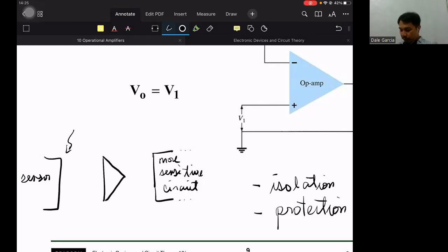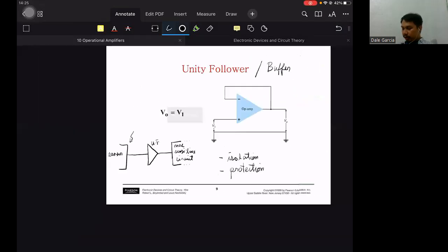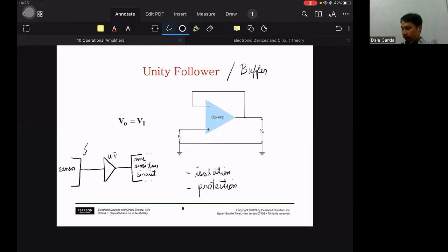We place a unity follower or buffer. So in case the sensor outputs a destructive signal, only the unity follower gets destroyed, not the more sensitive circuit. So that's one of the purposes of unity followers.